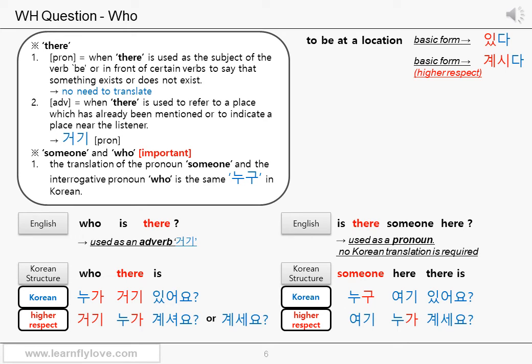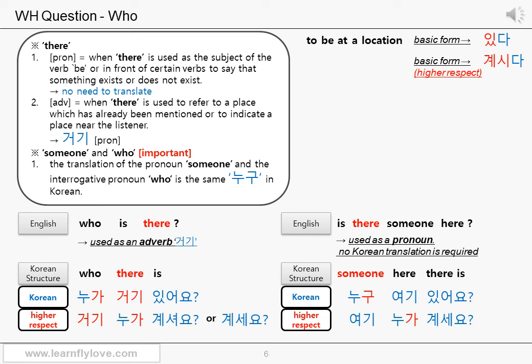Then how to make a higher respect form? Just use the higher respect form of the verb 있다. It's 계시다. You know how 계시어요 becomes 계셔요, right? 거기 누가 계셔요? Or 누가 거기 계세요? Great. Or 거기 누구 계셔요? Or 누구 거기 계세요? Using 누구 is fine too.